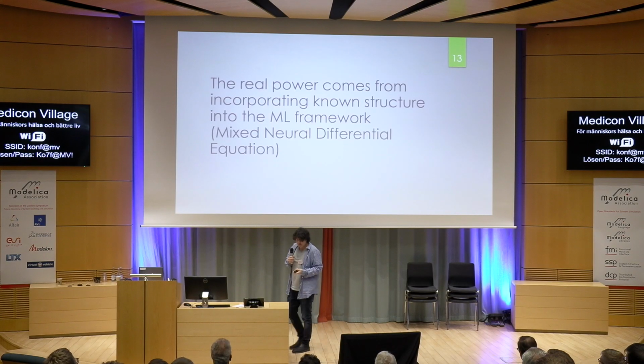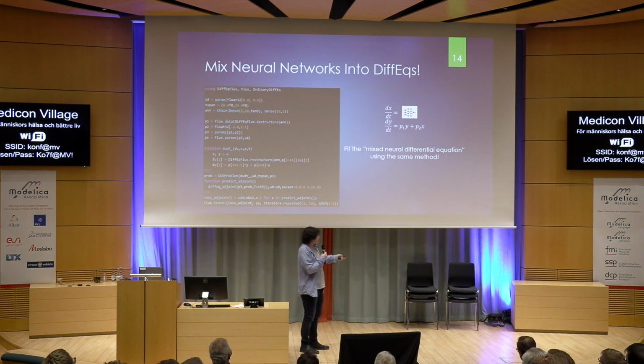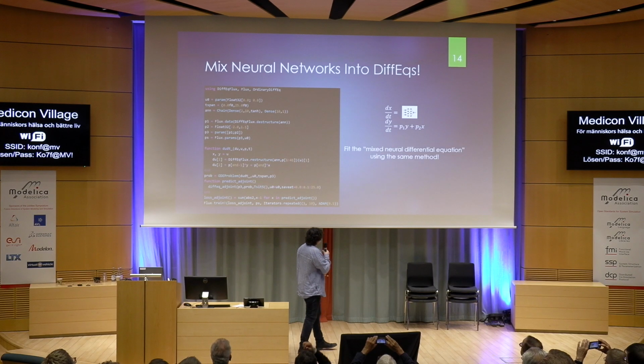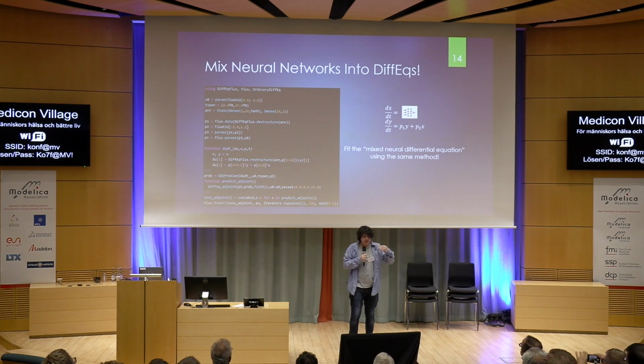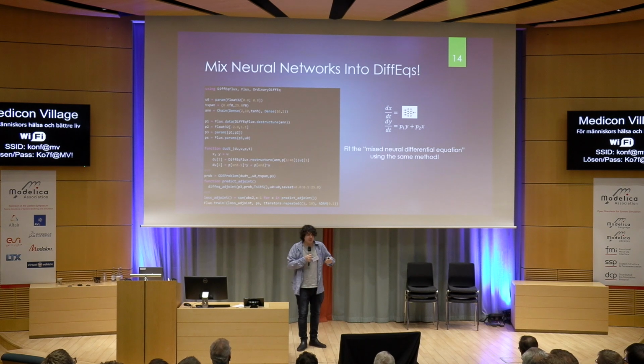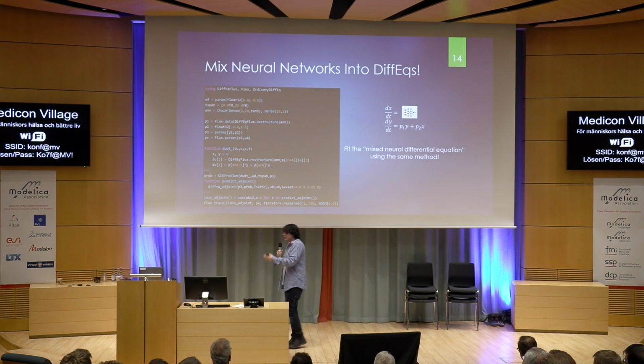So what are some applications of this? Well, the first example is, let's say we have dx/dt equals neural network, and then dy/dt is a linear function. The code looks like this. And now what we're able to say is, I know the differential equation for y. I don't know the differential equation for x. Find what that differential equation for x would be given this data. So this is much different than trying to learn the entire data itself.